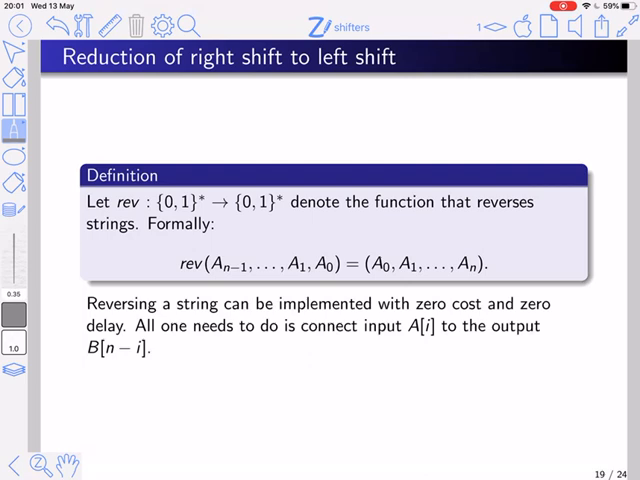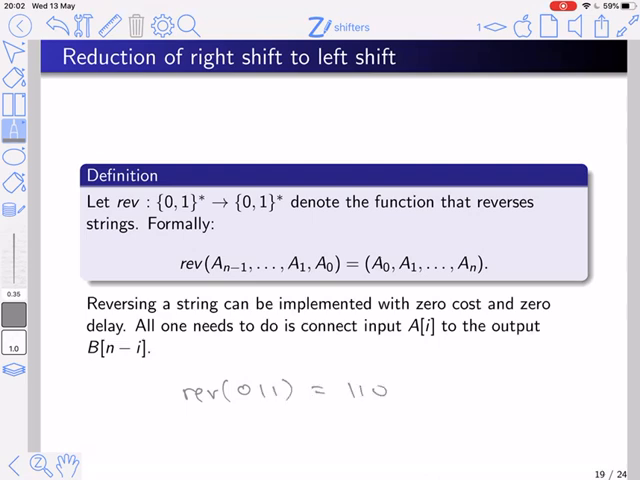Okay, let's see another way of implementing a bidirectional shifter. The other way we want to do it is by employing a reduction from right shift to left shift. So let's see how this reduction takes place. Let's look at the reverse function. This is a function that, when given a string, reverses the string. Okay, so the reverse of 0, 1, 1 will be 1, 1, 0.